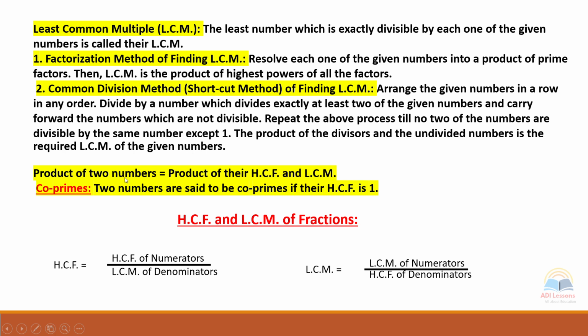Product of two numbers is equal to product of their HCF and LCM. Co-primes. Two numbers are said to be co-primes if their HCF is 1. Now, HCF and LCM of fractions. HCF of fractions is equal to HCF of numerators by LCM of denominators. LCM of fractions is equal to LCM of numerators by HCF of denominators.